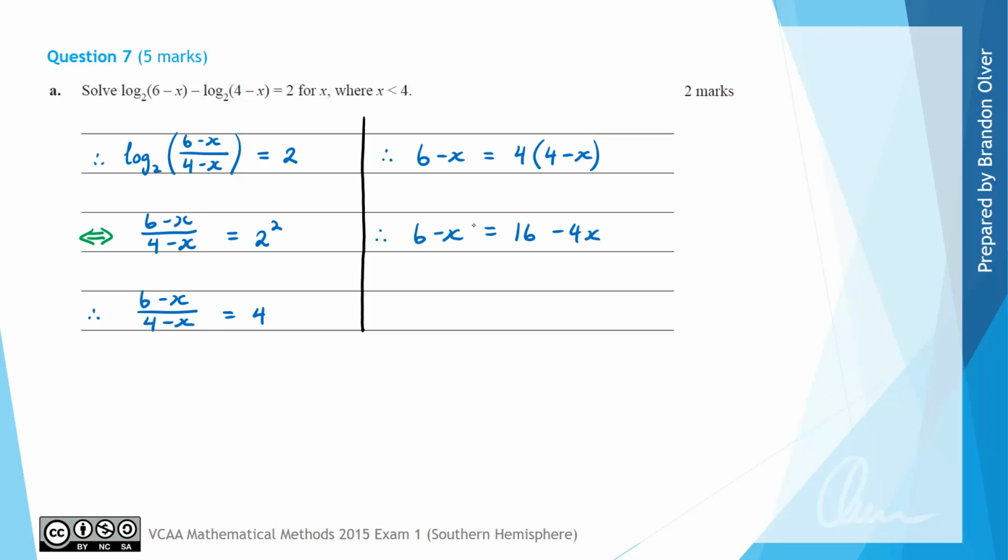And then we can add 4x to both sides, and we would get 3x on the left-hand side. And in the same step, we're going to subtract away 6, so we get 3x is equal to 10. So we find that x must equal 10 divided by 3. So that is our answer to part A of this question.